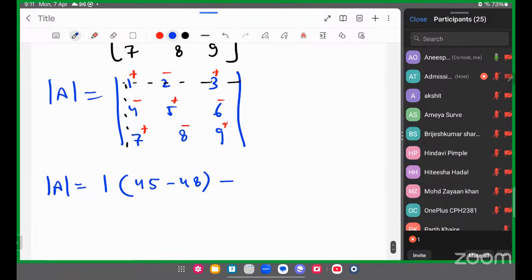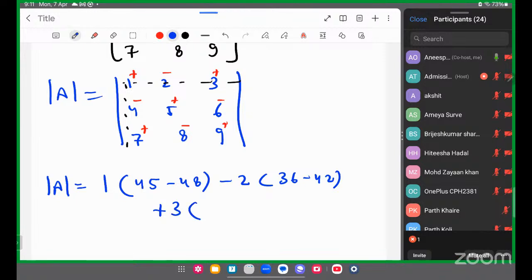Next we have minus 2. According to minus 2, first row, second column will be deleted. And we will have 4 into 9, 36, and 7 into 6 with minus sign, that is 42. Then we will have plus 3. According to plus 3, first row, third column will be deleted. And we will have 4 into 8, 32 minus 7 into 5, 35.